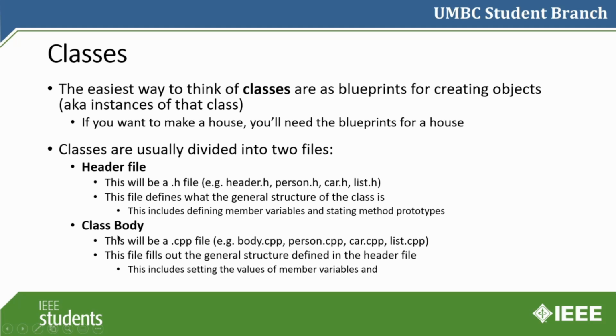After that is the class body. This will be a CPP file or a C++ code file. This is another really general example, but this would be a class body for the same person class as mentioned above, the body for the car class mentioned above, and the body of the list class mentioned above. This is the file where you completely finish filling out everything that you put in your header file.